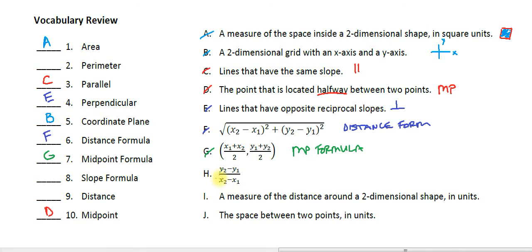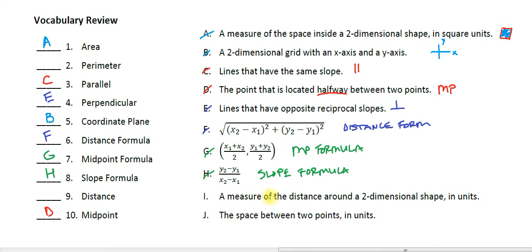Okay, letter H. y sub 2 minus y sub 1 over x sub 2 minus x sub 1. That is the formula for slope. That's the slope formula. And let's take a look. That's number 8. Slope formula is H. All right. Getting to the end.